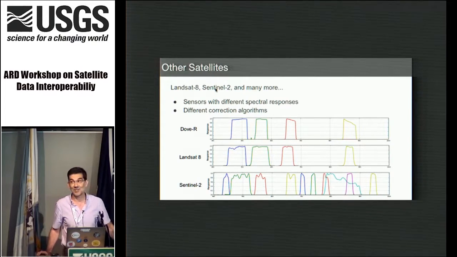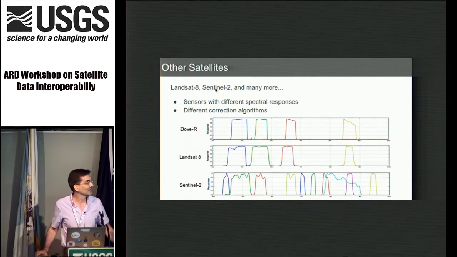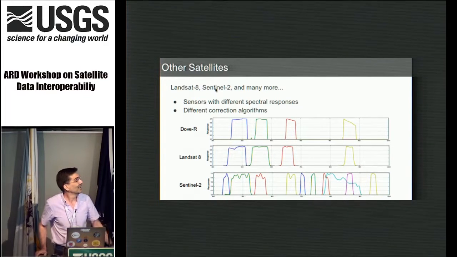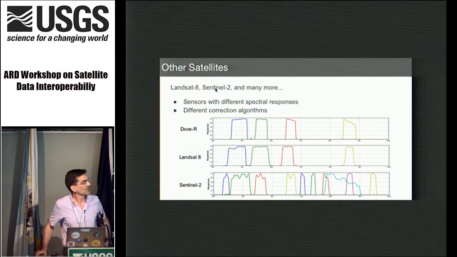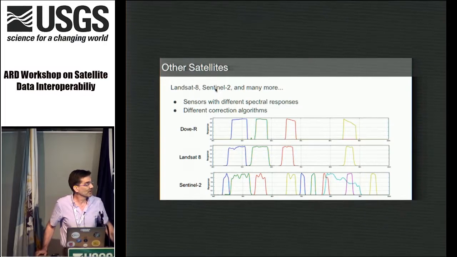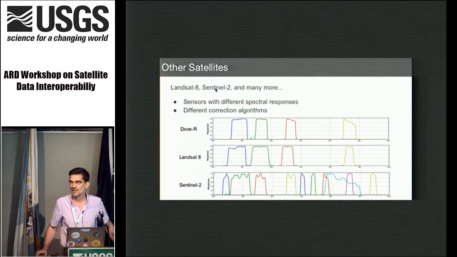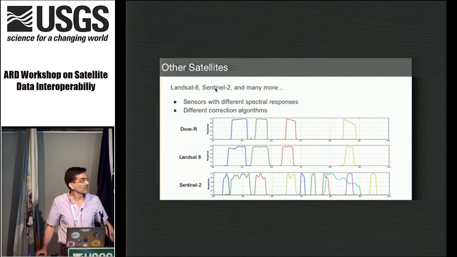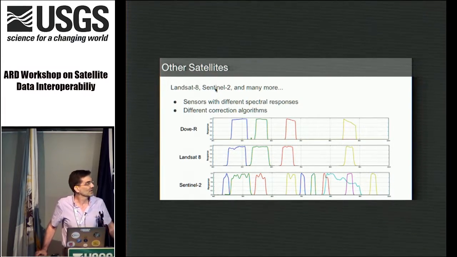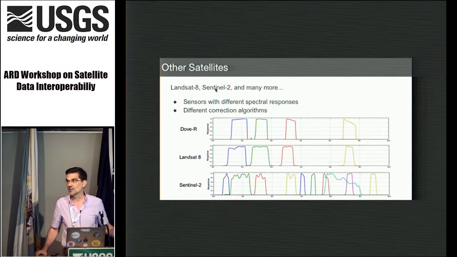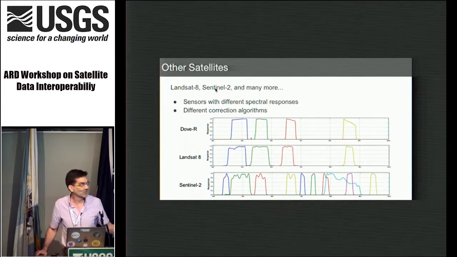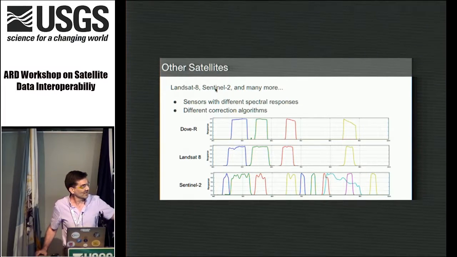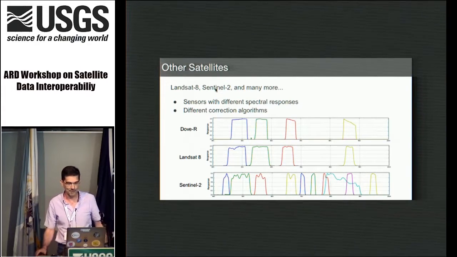So what about other satellites? That's just Planet. There are other satellites out there, at least I've been told. So I have up here a comparison of our SuperDove satellites, that have been up since around the beginning of the year, to Landsat and Sentinel. The spectral response is getting a little bit more similar. And not only that, but they have different correction algorithms. So we have our correction algorithm, Landsat has theirs, and Sentinel-2 has another one.